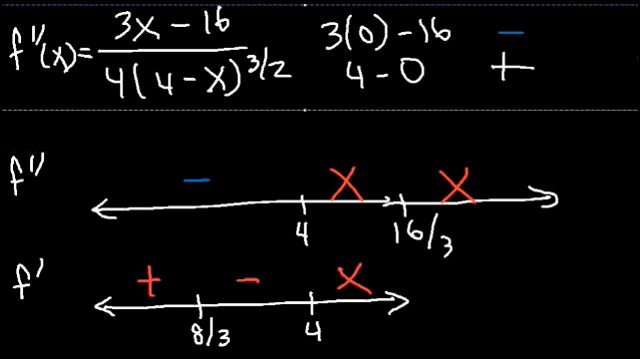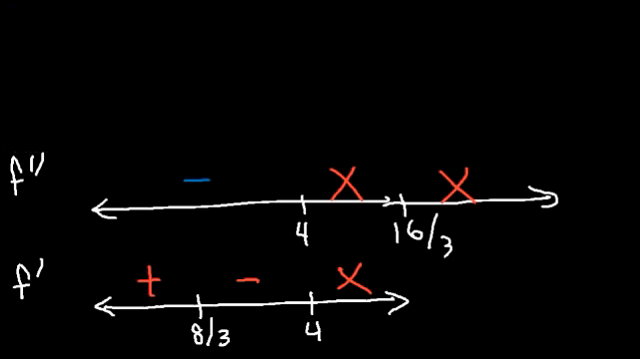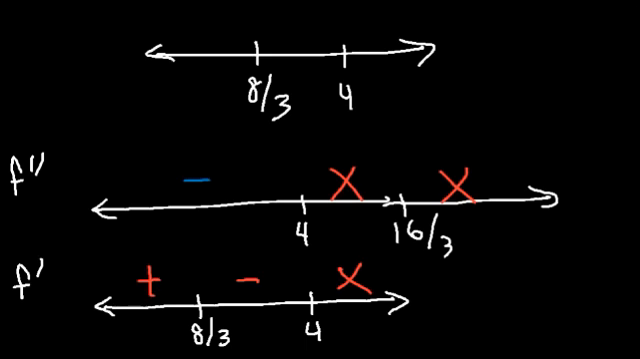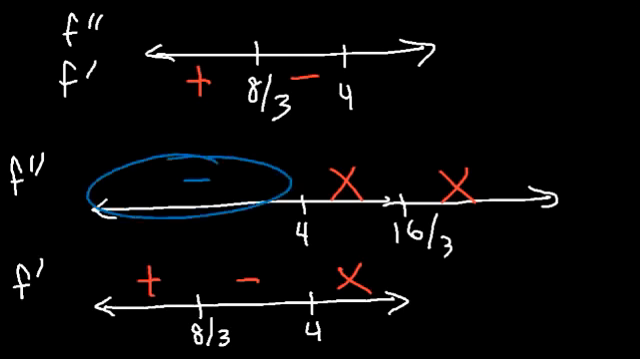So now let's combine the two number lines into a single number line. Let's put the second derivative on top and the first one on the bottom. So the first derivative is positive when it's less than 8/3, and negative between 8/3 and 4. Now the second derivative is negative everywhere less than 4. So that includes both of these two regions.